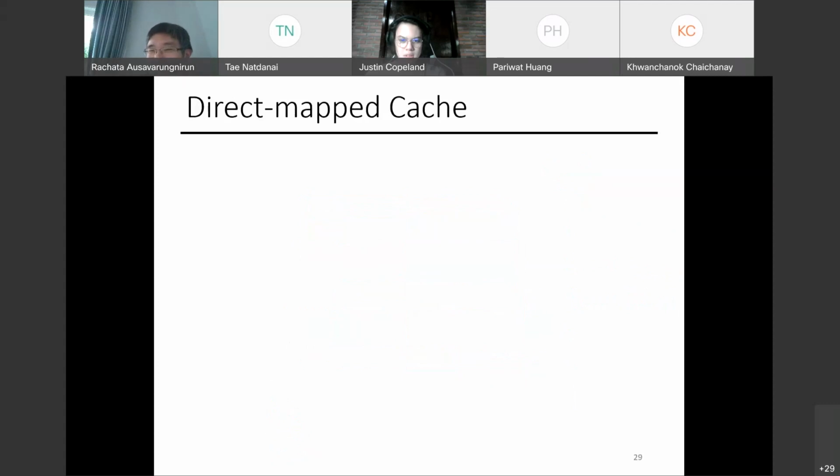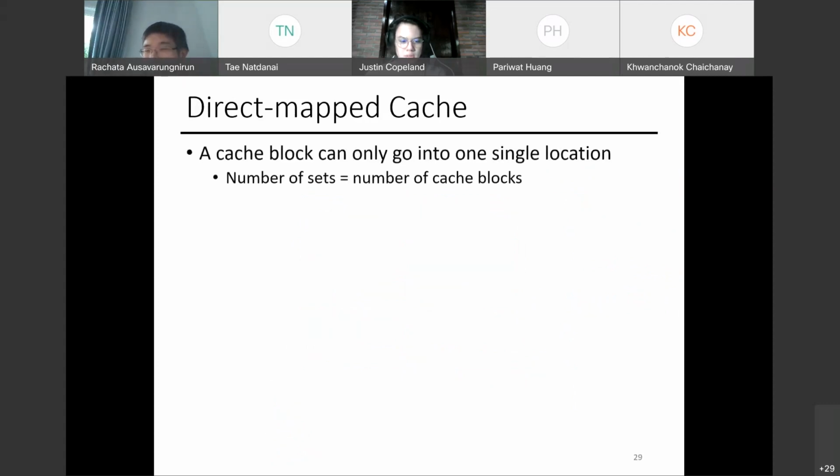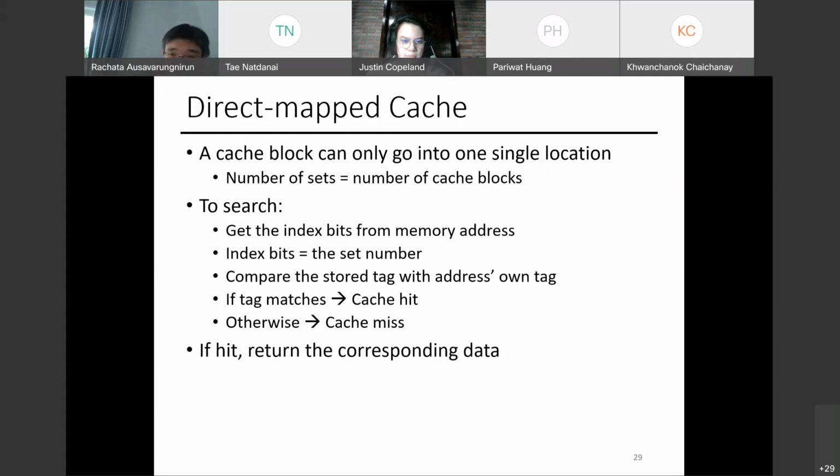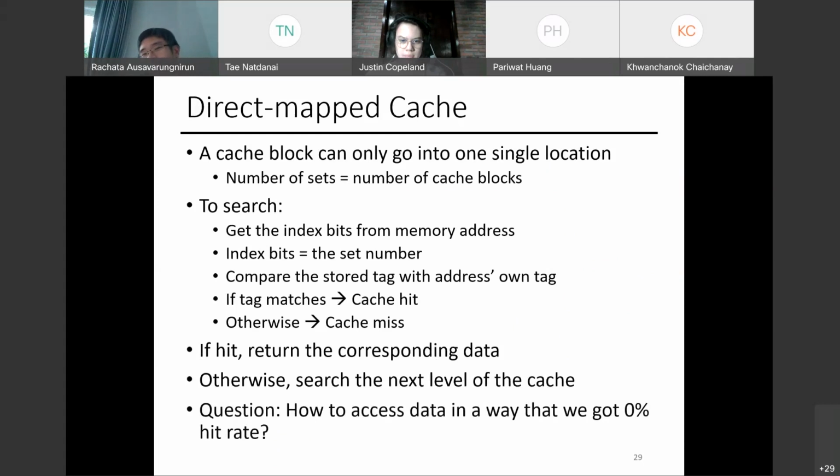There is the direct map cache, which basically means that a cache block can only go to one single location, right? To search, you check the index bits, you go there, then check the tag bits. If it's a hit, return the corresponding data. If it's not a hit, you search the next level of the cache. So my question: let's say I have an infinite size cache. Is it possible, if I have a direct map cache, to get a 0% hit rate?